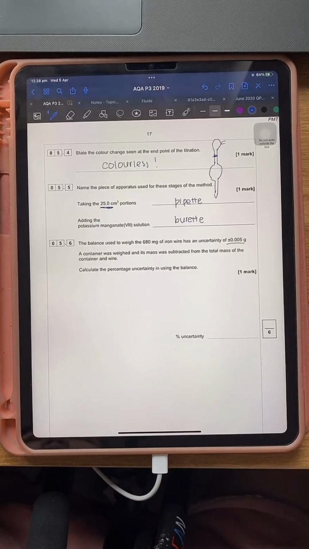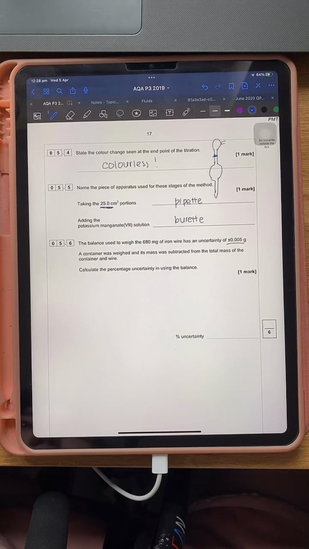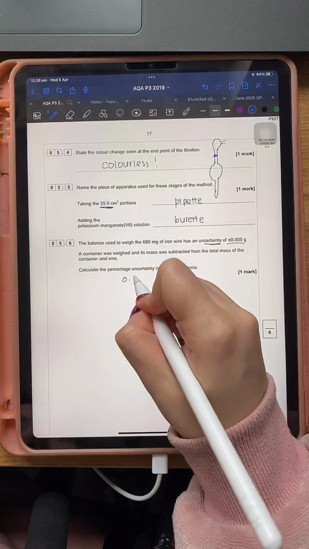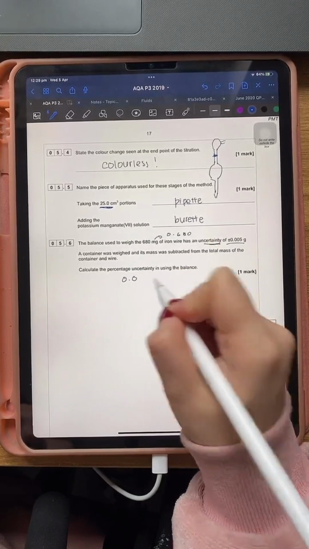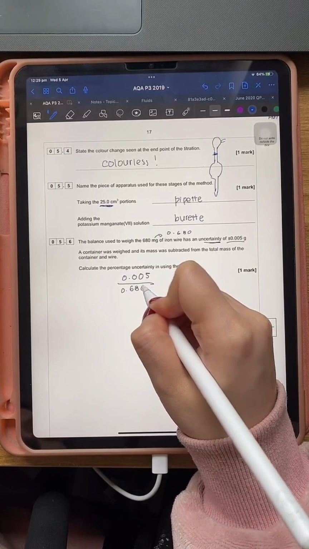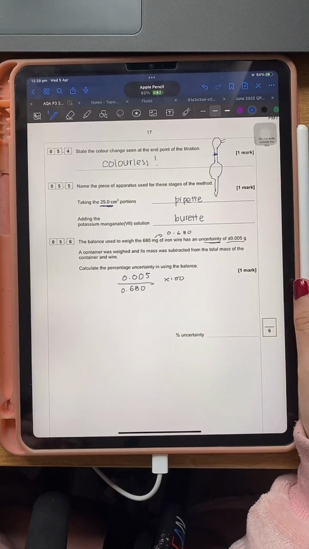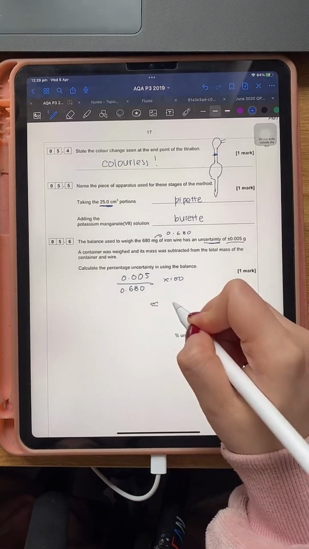Okay. So we're looking for the percentage uncertainty here. The uncertainty is 0.05, but that's in grams. So this must be 0.680. So 0.05 divided by 0.680 times 100. Don't have my calculator. So I think it's like around 1.5%. Something like that.